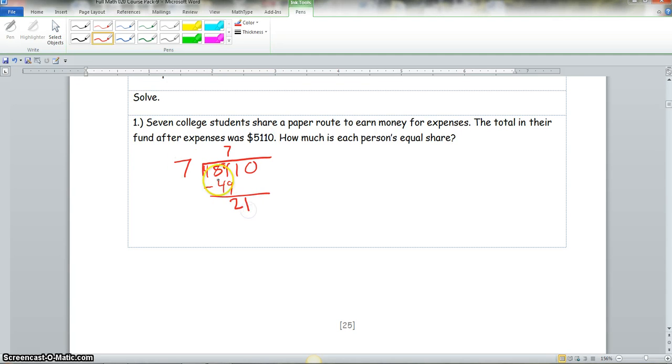We bring down the 1. 7 goes into 21 3 times. 3 times 7 is 21, and we have 0. We bring down this 0 here. 7 goes into 0 0 times. So your final answer here is $730.